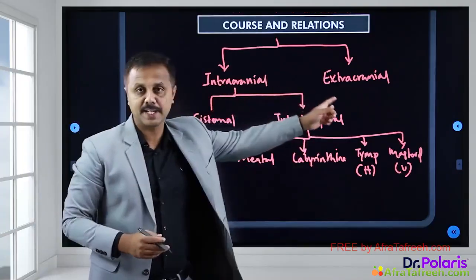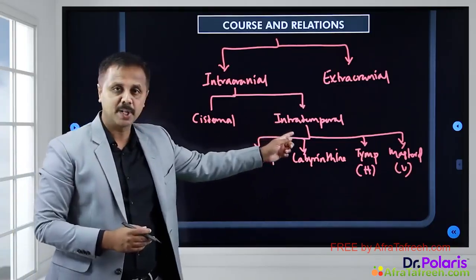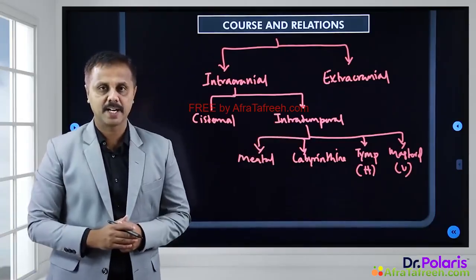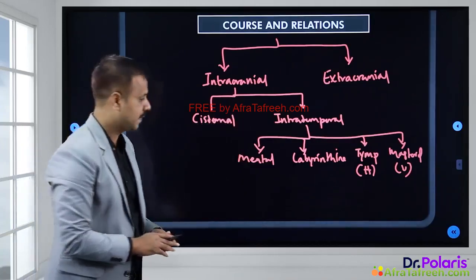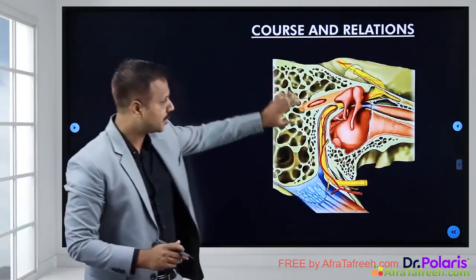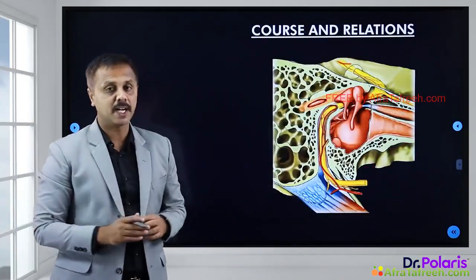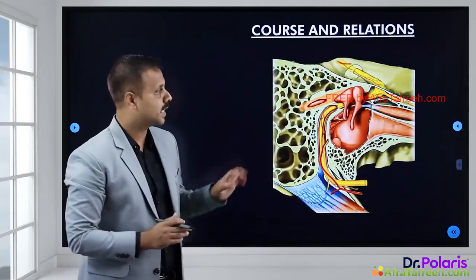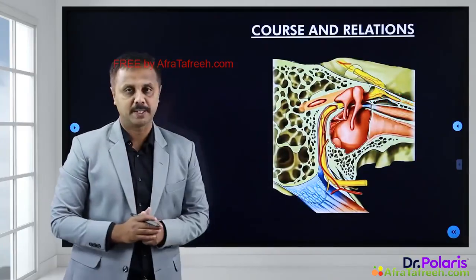But this is how you can group or classify the entire course of the facial nerve. First, intracranial and extracranial. Intracranial is divided as cisternal and intratemporal, which further has 4 different segments. Now let's focus on identifying these parts of the facial nerve. This is a section of the middle ear showing the ear ossicles, the muscles, and along with that the course of the facial nerve shown in yellow color. Now let's try to identify the different segments of the facial nerve in this image.